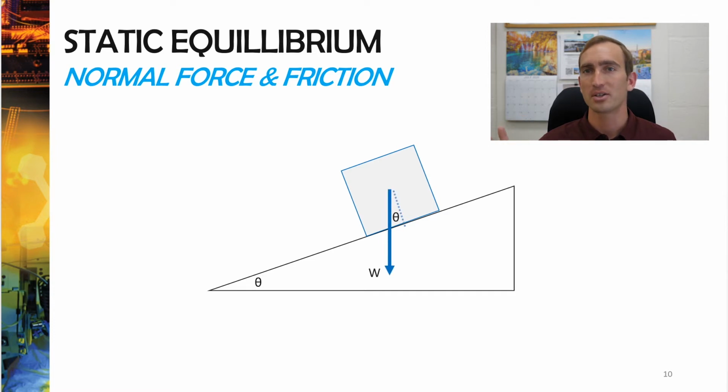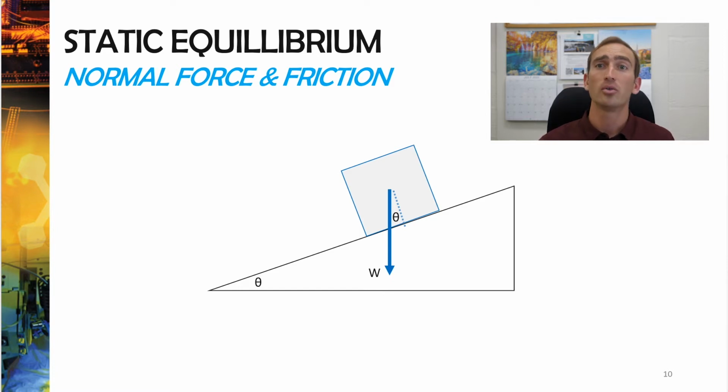So what we have here is a box on a ramp that's inclined at some angle theta. The first force we would draw in this free body diagram would be the weight of the box acting straight down. And what we can see with the dotted blue line is that the angle of the ramp theta is the same as the angle at which the weight is inclined relative to the ramp as well. I'll show you this more in the next slide, how this works.